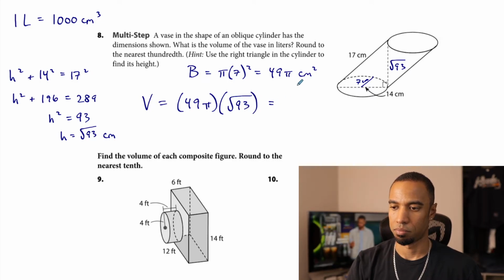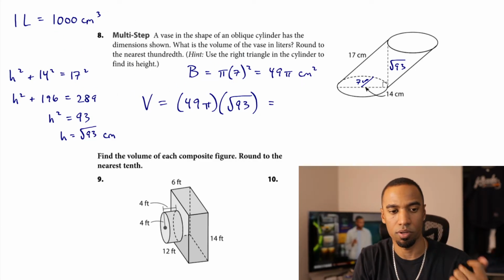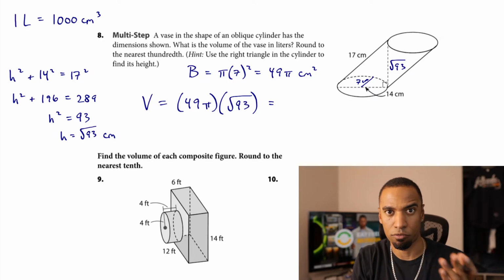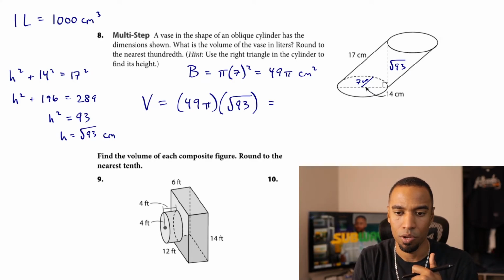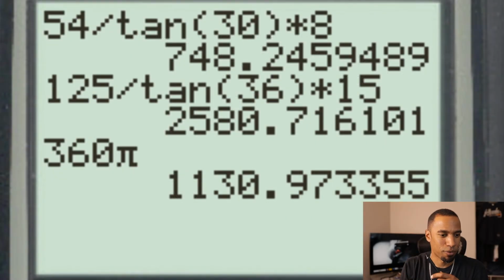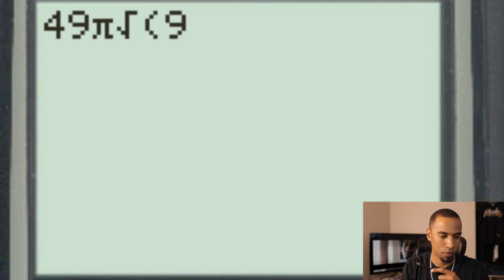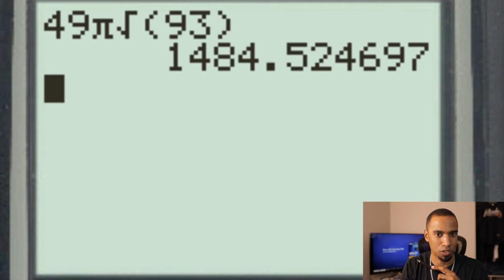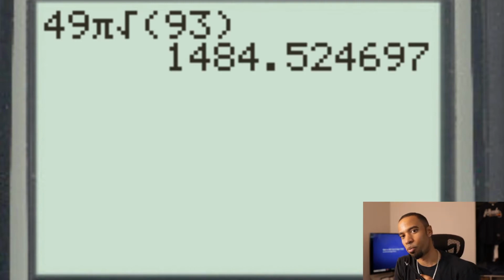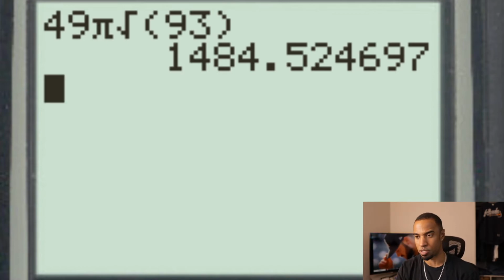So I got to type all that out. I can do 49 times pi times the square root of 93. I bet if I just type those out, 49 pi root 93, without a multiplication symbol, I think it'll still work. I'm going to try it. 49 pi times root 93. It should imply multiplication throughout. It does. 1484.52. This is still part of the same instructions as rounding to the nearest hundredth.